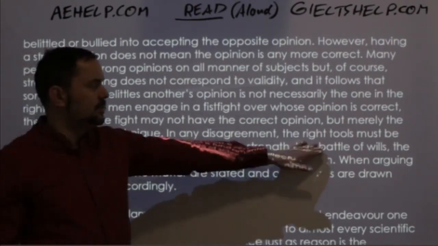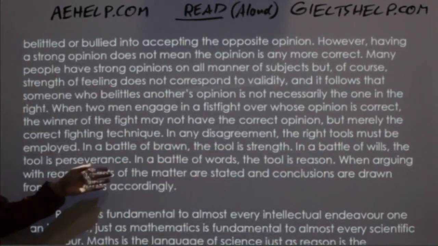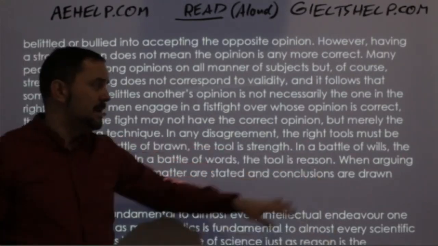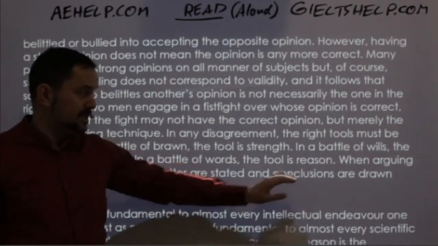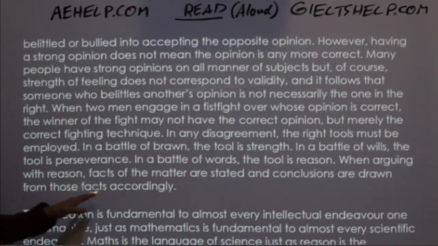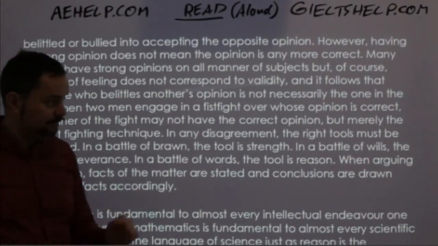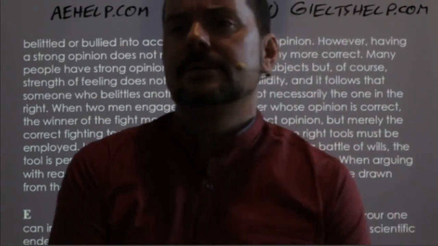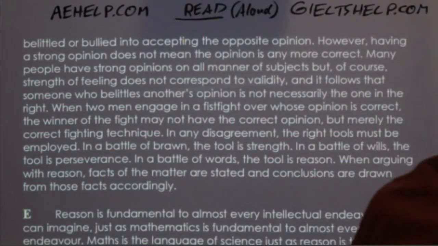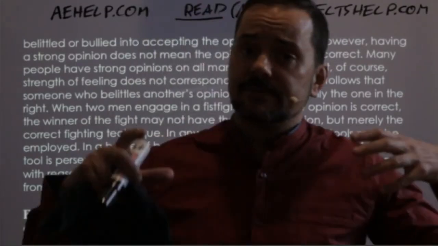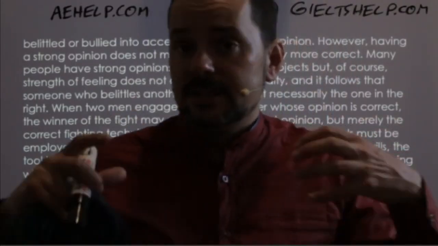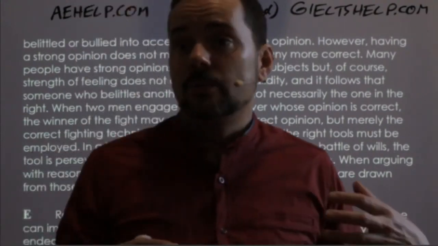In any disagreement, the right tools must be employed. In a battle of brawn, the tool is strength. In a battle of wills, the tool is perseverance. In a battle of words, the tool is reason. When arguing with reason, facts of the matter are stated and conclusions are drawn from those facts accordingly. All right. So what is this paragraph about? What's the main goal of this paragraph? What is it telling you, the reader, about reason? So the previous paragraph introduced the concept of reason. This paragraph continues in more detail about what reason really is.